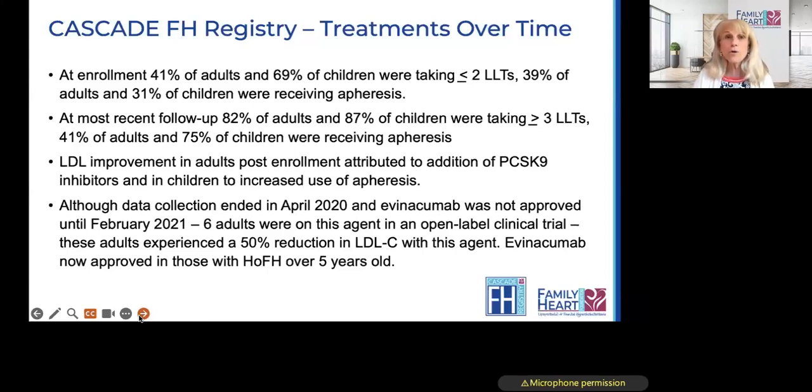It's recently been approved for individuals with HoFH 5 years and older. When it first got approved, it was 12 years and older. So we know, based on what I just showed you, that you can have children having bypass surgery at 6 years old. You want to be able to initiate this therapy early.